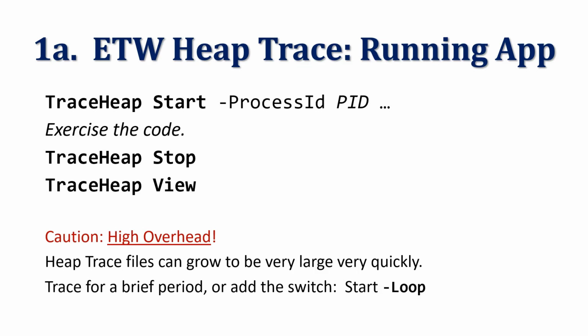Of the three logging methods, heap tracing is the most detailed and has the highest overhead, logging every single heap allocation and free operation. So it's one of the few modes where ETW does not trace the entire system, but requires you to specify the processes to trace. There are two ways to do this. When the target process is already running, you must use the -processID switch. You can find the process ID, the PID, using Task Manager, Process Explorer, etc.